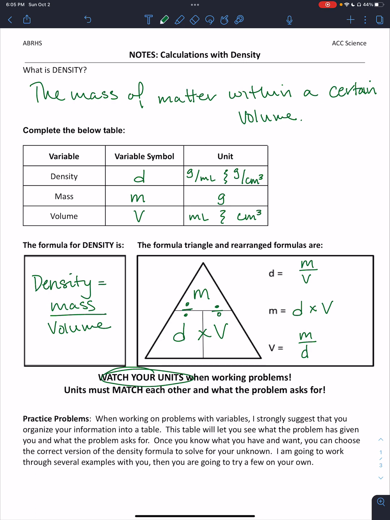When working problems, I strongly suggest that you organize your information into a table. I'm going to have some examples for you. The table really lets you see what the problem has given you and what it asks for. Once you know what you have and what you want, you can choose the correct formula from these three, plug in what you know, and solve for the unknown. I'm going to go through a couple examples with you, skip around a little bit, and then you are going to work a couple on your own.